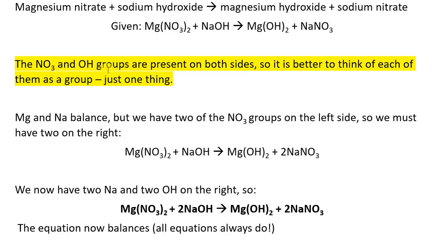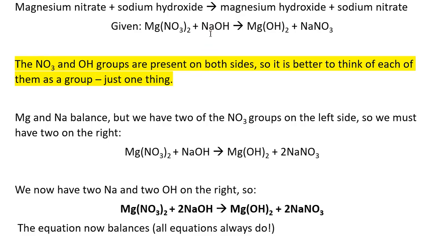The way to do this is to say the NO3 is a group, NO3 on the left, and also as a group, NO3 on the right. Treat it as a group. Treat it as just one thing. Mg, 1 on the left, 1 on the right. I know I've got work to do with my NO3s. I've got 2 on the left. I only have NO3 once on the right.